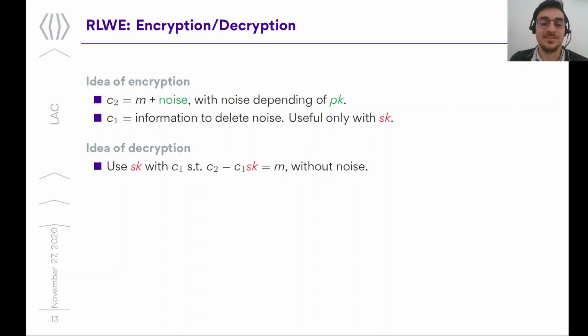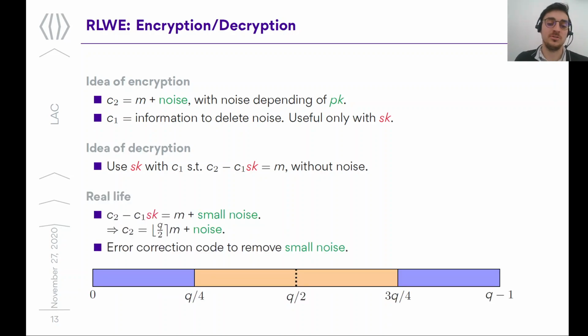But it's not exactly that. When we compute C2 minus C1S, we obtain M plus small noise. So to differentiate a 1 coefficient from a 0 coefficient in M, we need to multiply M in C2 by Q over 2. So what we obtain is Q over 2 times M plus small noise. If the coefficient was a 1, then it's Q over 2 plus small noise, so we are in the orange part. And if the coefficient was a 0, then M plus some noise is just small noise, so it's close to 0, so it's in the blue part.